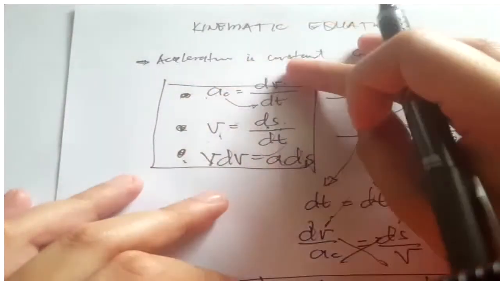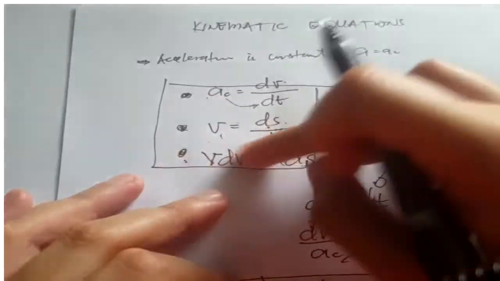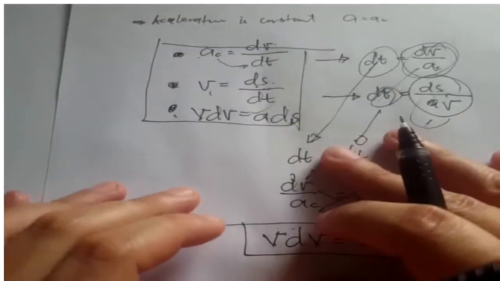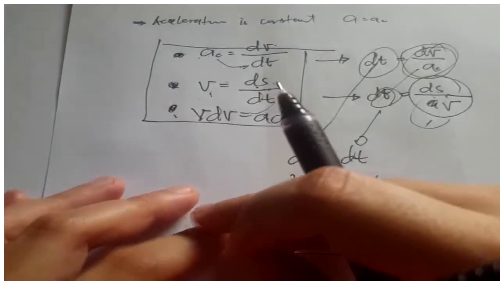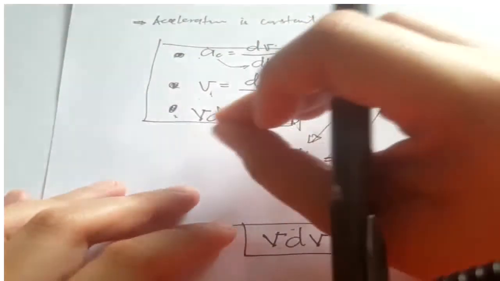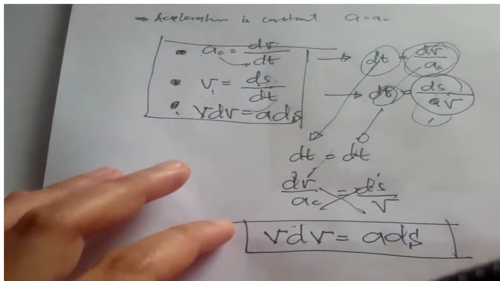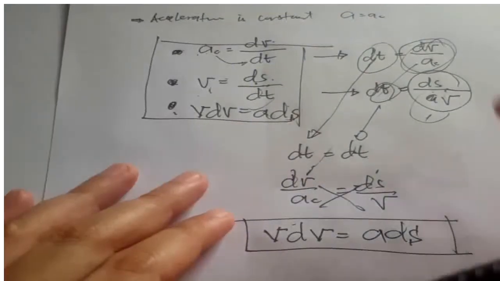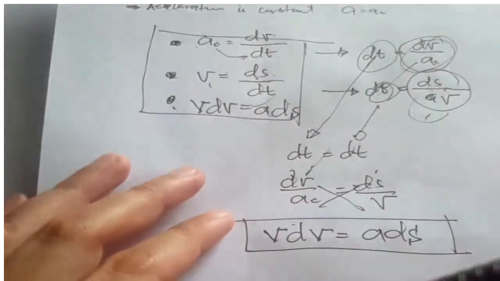a is equal to dv over dt, v is equal to ds over dt, and v dv is equal to a ds. If you memorize only these three equations, then you can solve all of the kinematic problems. Okay, all you need to do is to remember these three main equations here.